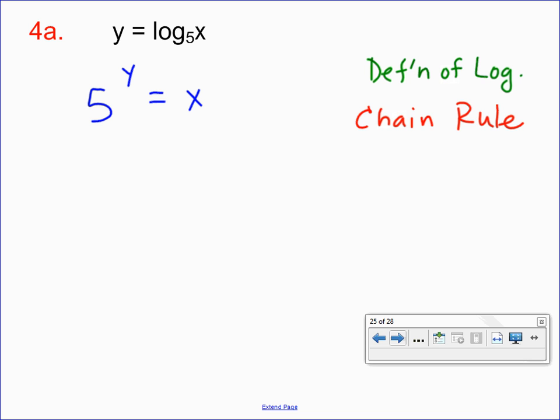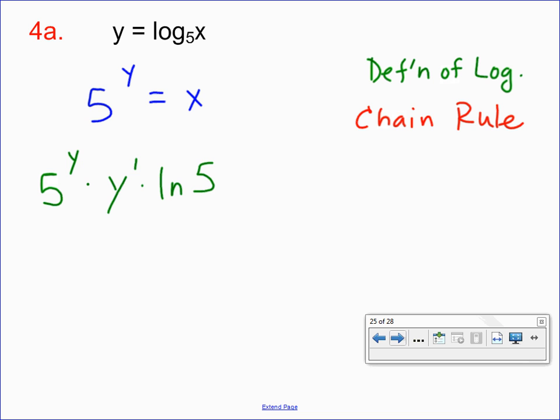So on the left-hand side, what's the derivative of an exponential function? Well, we memorized our words. The derivative of an exponential function is the exponential function itself times the derivative of the exponent. What's the derivative of y with respect to x? dy/dx or y prime, times the natural log of the base. So for us, that's ln of 5.